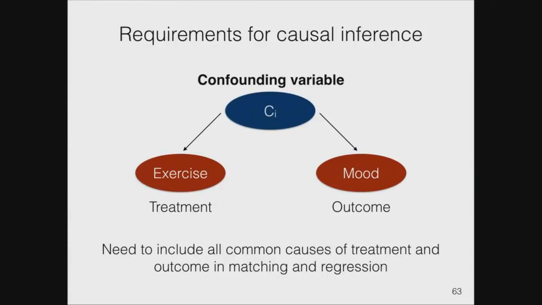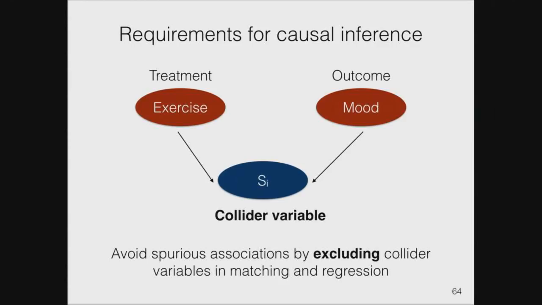But there are requirements for causal inference to be sound. The first one is that we need to include all the common causes of both the treatment and outcome, both in our matching and regression. So we have these confounding variables, and they should be included in our analysis. But we want to avoid spurious associations, and that can come from including collider variables, which both the treatment and outcome cause. And we want to exclude such variables from our analysis.